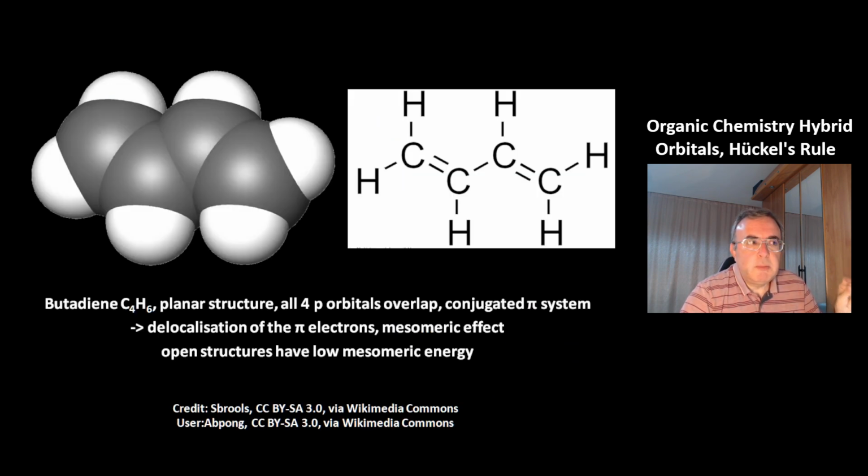This is a molecule butadiene, C4H6. It has also a planar structure, also sp2 hybridized. Each carbon has a p orbital, and in this case, all the 4 p orbitals can overlap. And this is called a conjugated pi electron system, which is alternating double and single bonds. The pi electrons can move freely in this big pi orbital. That's called delocalization, and this effect is called mesomeric effect. Open structures like butadiene have a low mesomeric energy.